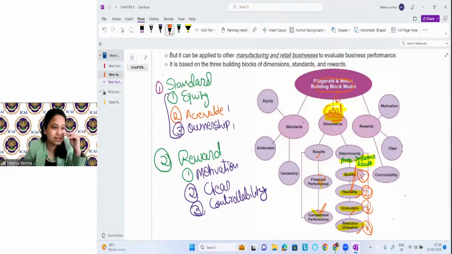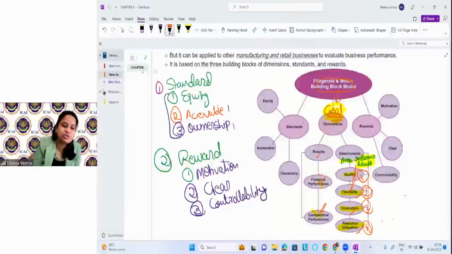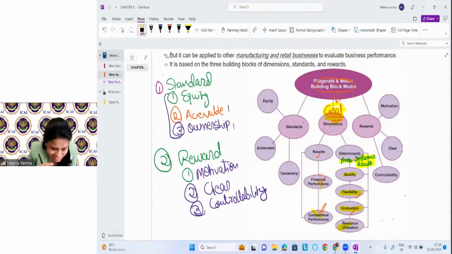Resource utilization, best use of resources. Do not waste the resource, because if you waste the resource, it increases the cost. Simple. So resource utilization means you're using the resources in the best possible way. If you waste your resource, what will happen? It will increase the cost. You could see actually these are the areas that are influencing the result.